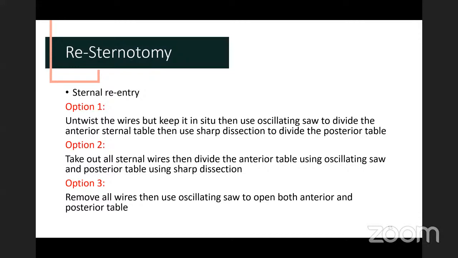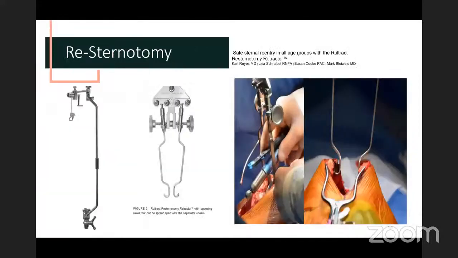What seems to be is that option number 1 is the safest, and option number 3 can usually be used only in low-risk patients or patients without any chambers in close proximity to the sternum. We can also use the sternal retractor. A re-sternotomy retractor helps elevate or lift the sternum during your re-entry, helping in exposure and in avoiding injury to a nearby structure.